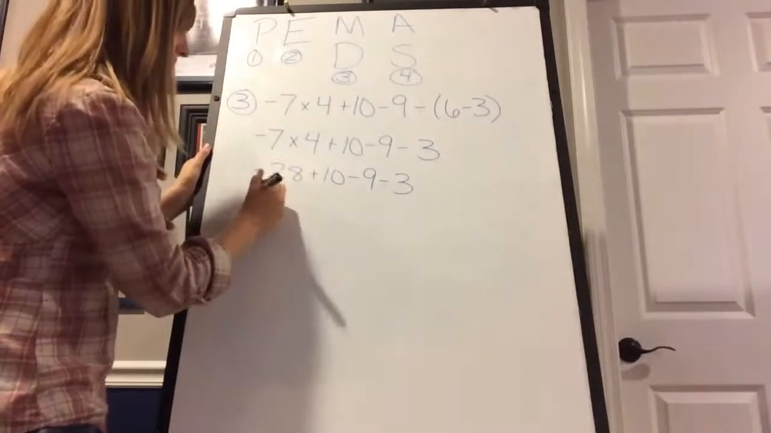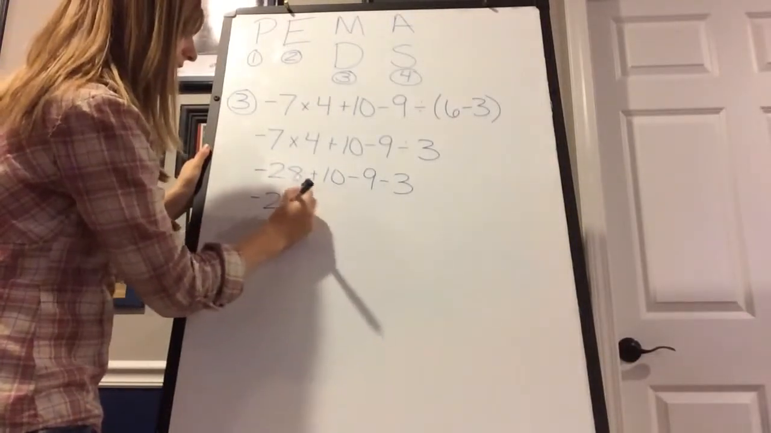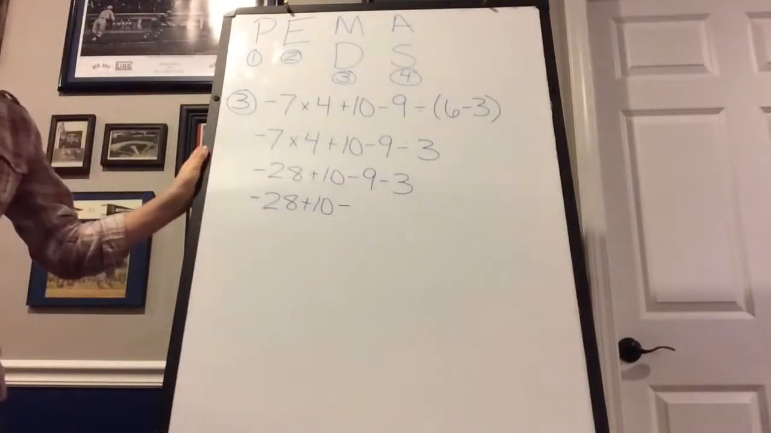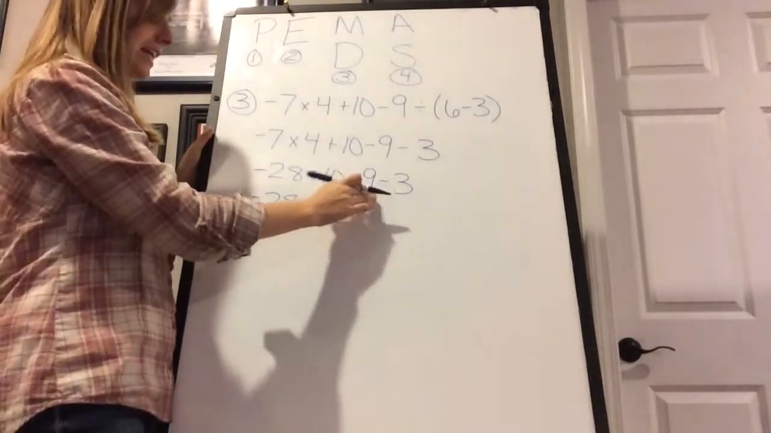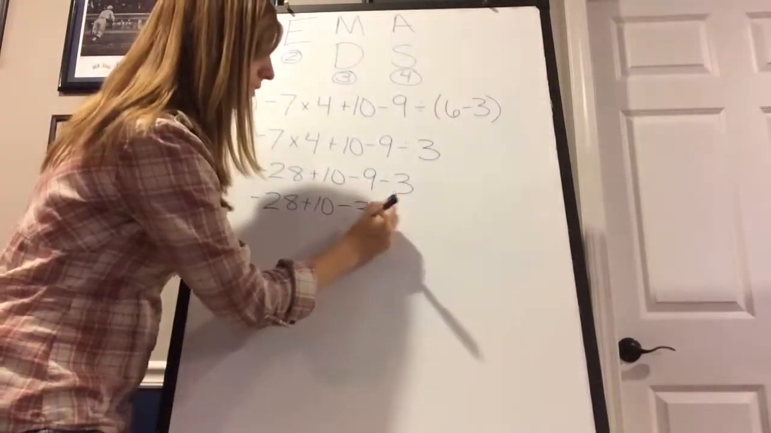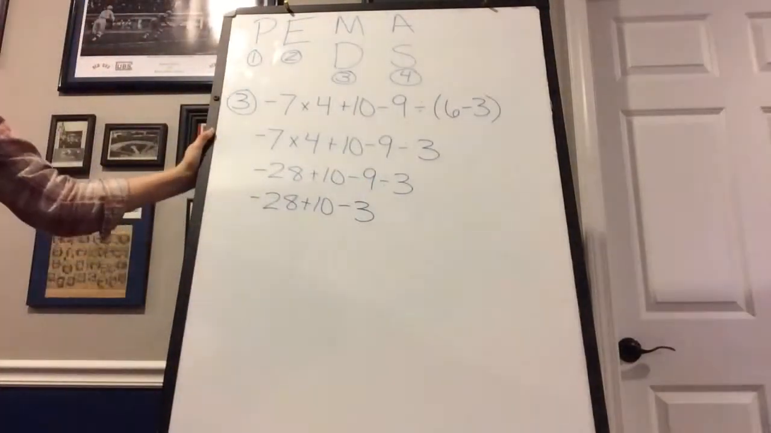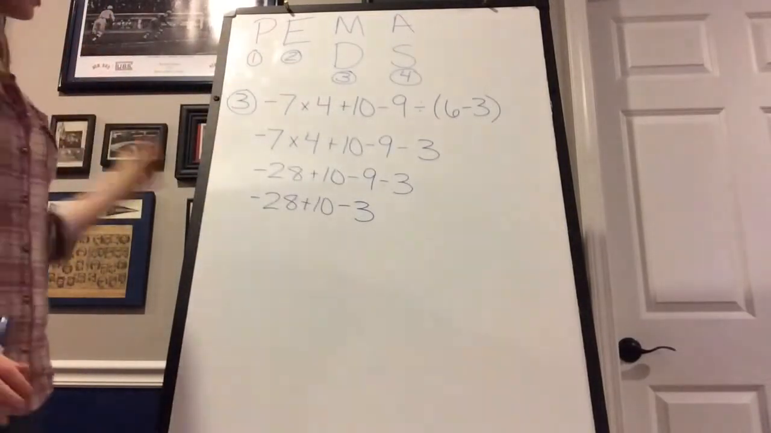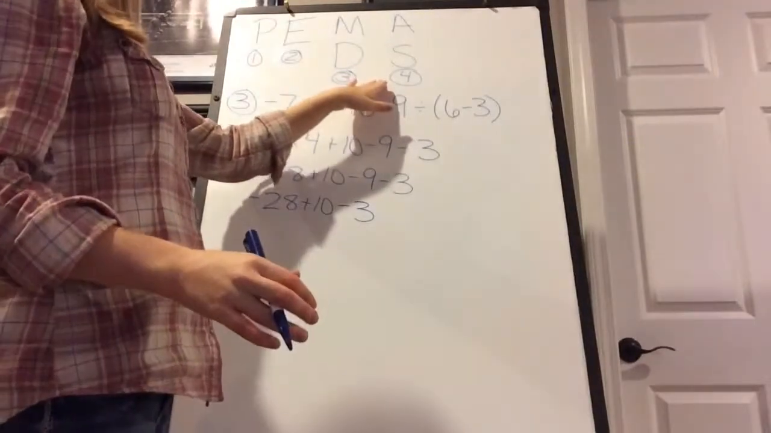So this first part of the problem, negative 28 plus 10 minus, that stays the same. I need to divide 9 divided by 3, which is 3. So I just put 3 here in my problem. All right, all multiplication and division has been completed. So I move on to addition and subtraction.